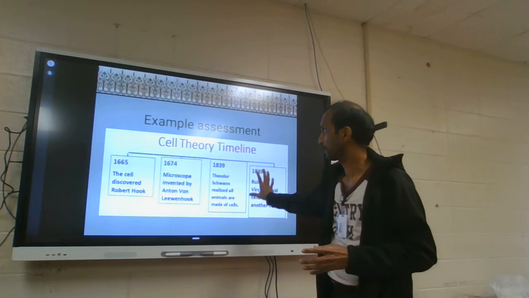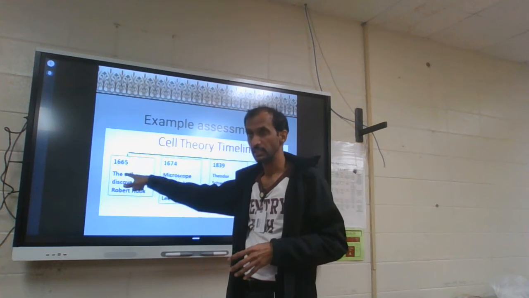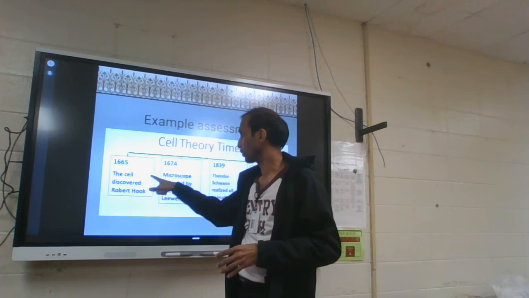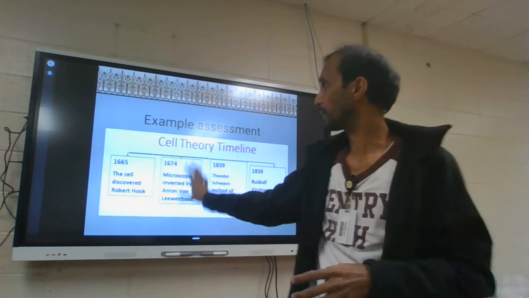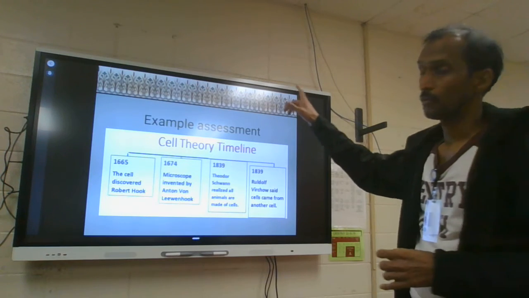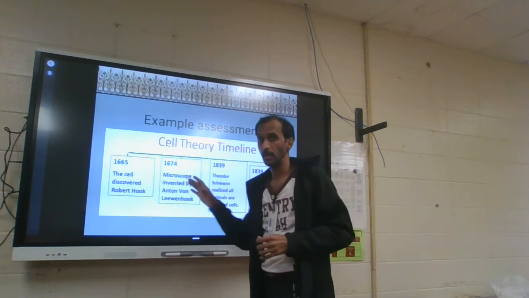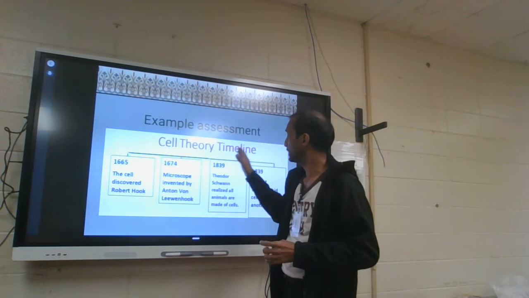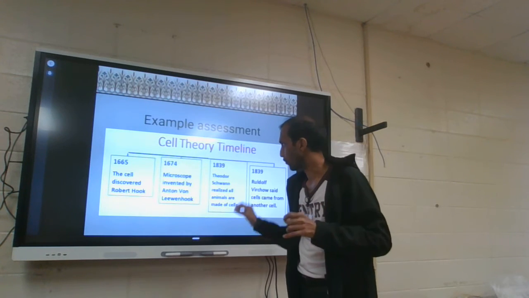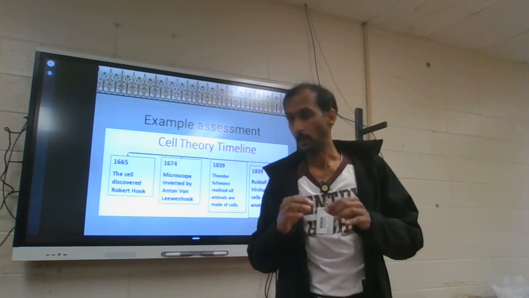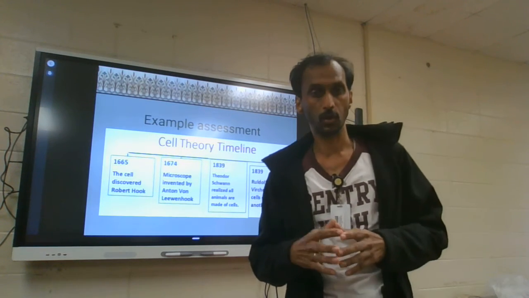I made the cell theory timeline. The first thing that happened in the cell theory was in 1665, when the cell was discovered by Robert Hooke. So that is the beginning of the timeline for this particular cell theory. And the next major incident in this cell theory is in 1674. The microscope was invented by Antonie van Leeuwenhoek.